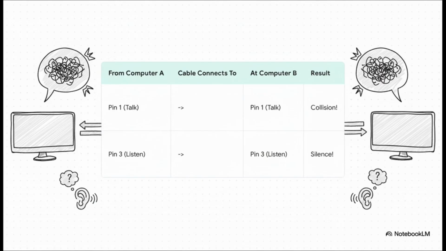And this table just lays it out perfectly. With a standard cable, what we call a straight-through cable, pin 1 on computer A connects straight to pin 1 on computer B. So computer A's talk wire is hooked up to computer B's talk wire. It's literally like two people trying to talk into each other's mouths at the same time. It's a collision. Meanwhile, their listen wires are connected to each other, so they're both just sitting there in silence, waiting for a signal that's never going to come.